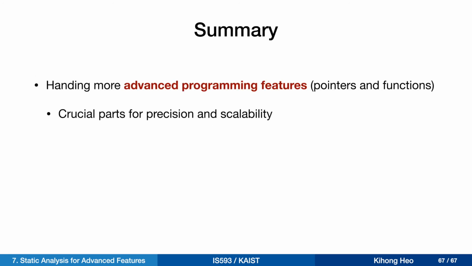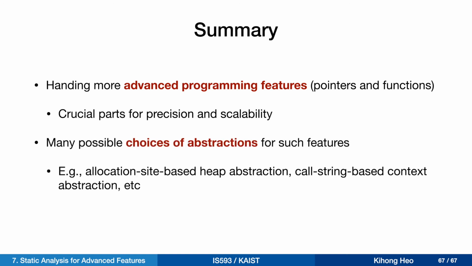Okay, let me summarize this lecture. In this lecture we have learned how to handle advanced programming features like pointers and functions. They are actually a crucial part of precision and scalability in practice. There are multiple possibilities for abstraction of such advanced features. In this lecture, we have covered the most common schemes like allocation site-based heap abstraction and call string-based context abstraction.